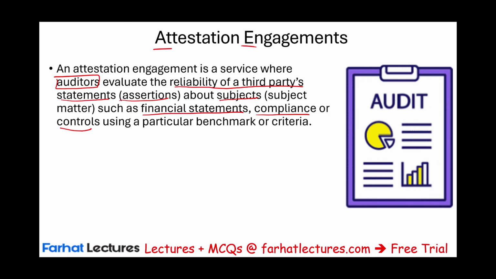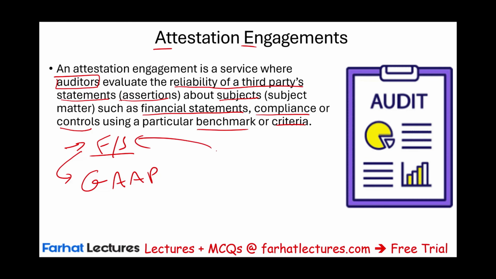In a traditional audit, the company makes a claim, makes assertions about their financial statement. What is that assertion? That the financial statements are prepared according to generally accepted accounting principles. So the financial statements are the subject matter. GAAP is the benchmark or the criteria. Now, here comes the auditor. The auditor will evaluate the financial statement to determine whether the financial statements are prepared in accordance with GAAP, in accordance with the benchmark, in accordance with the criteria.